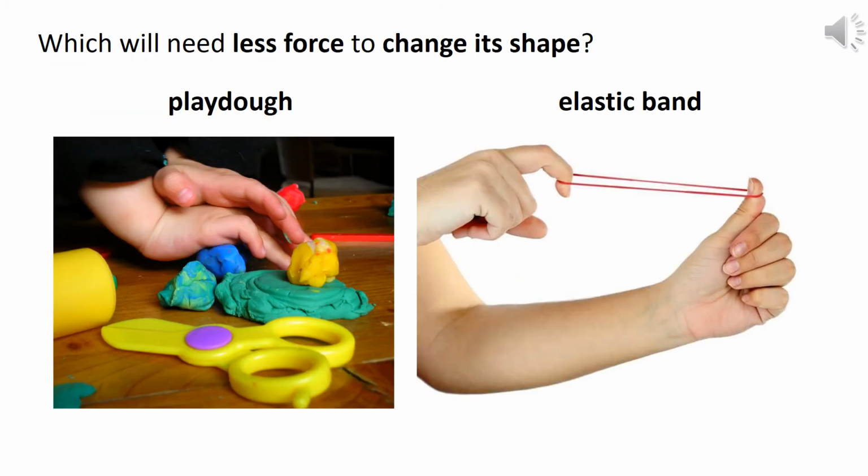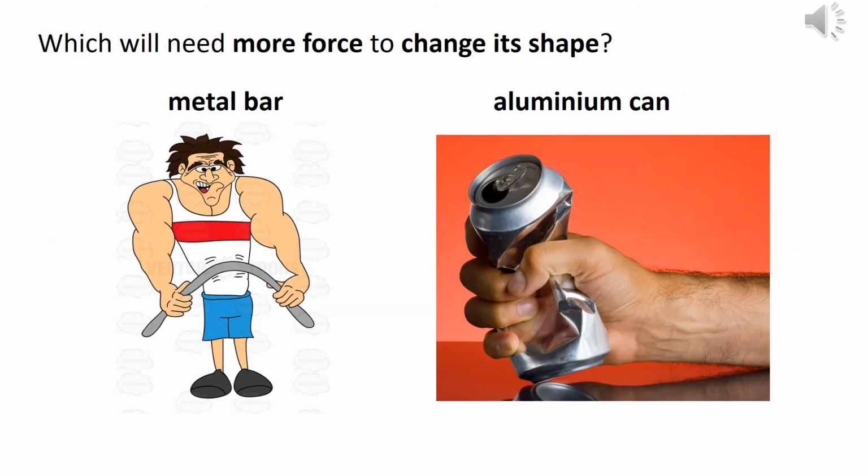Which object will need less force to change its shape? The Play-Doh or the elastic band? Well, the elastic band is very thin and very weak, so the elastic band will take less force to change the shape. Will the metal bar or the aluminium can take more force to change its shape? Well, the metal of the aluminium is very thin, so when we squeeze it, it's quite easy to change its shape. But the metal bar is very thick and it will be very difficult to change its shape. So the metal bar will require more force.